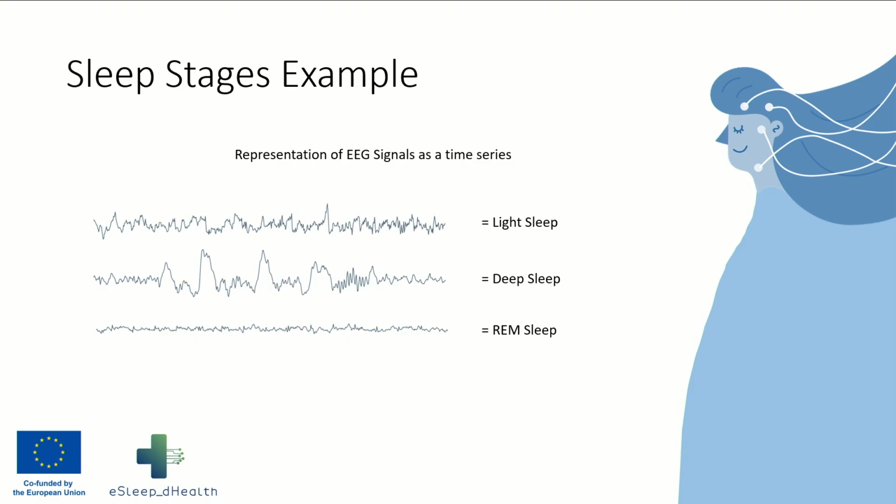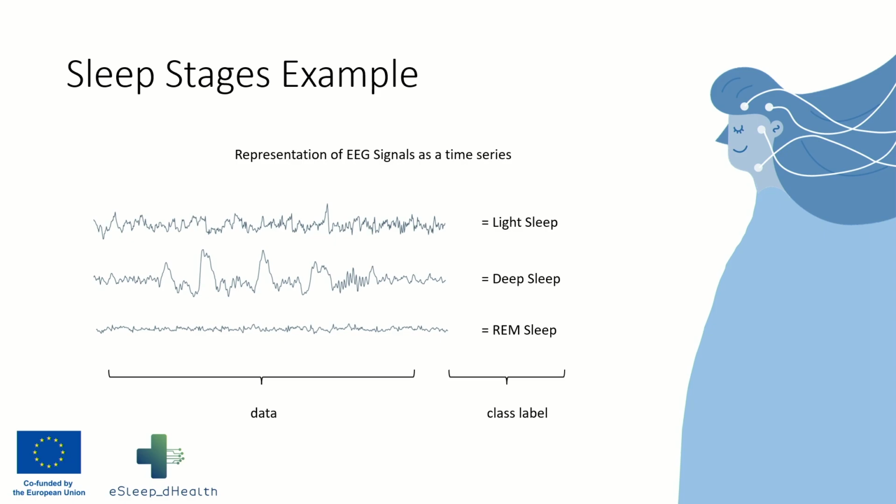So I'm using both examples, the blood donation and the sleep EEG, because the blood donation is quite easy to comprehend because it's only tabular data. But this sleep example is a bit more complex because it's time series data, but I wanted to take it in just to give our sleep experts here a sleep example. Yes, and then on the left side, the EEG, that is the data, and the label, the sleep stage, is the target variable or the class label.